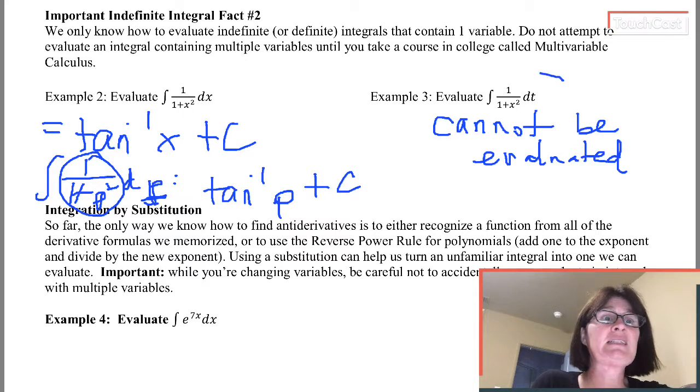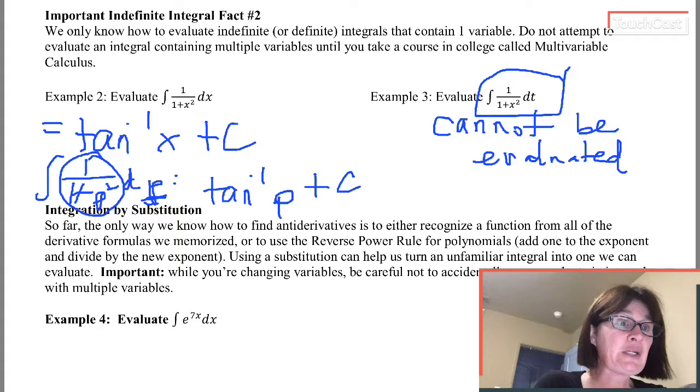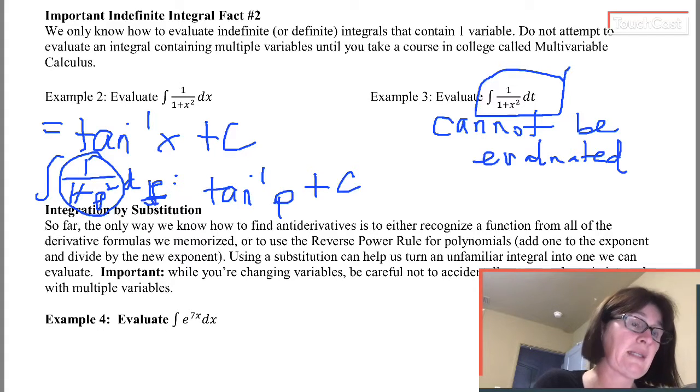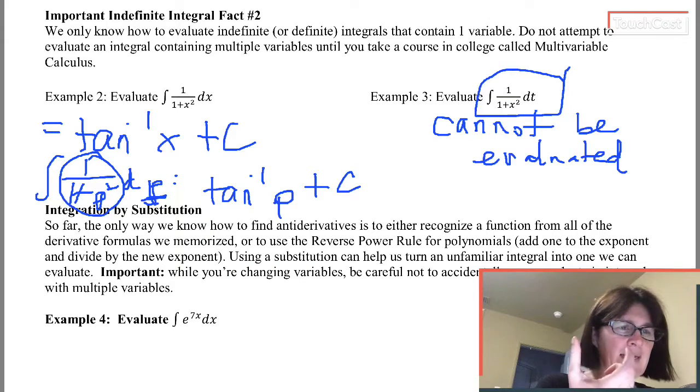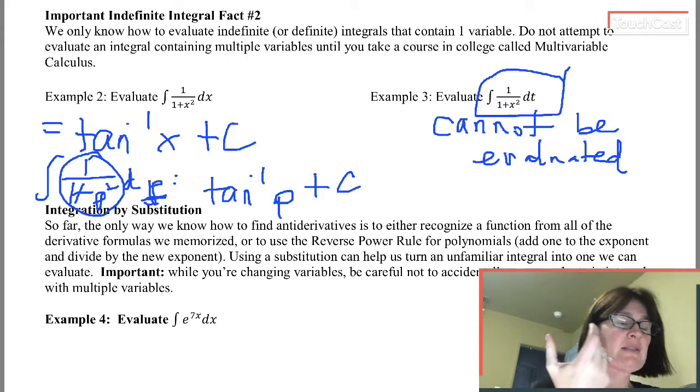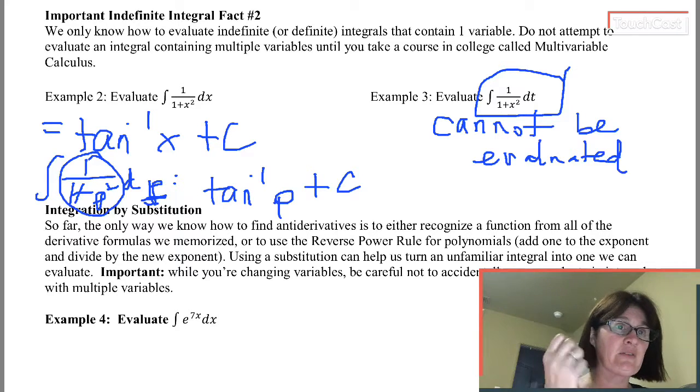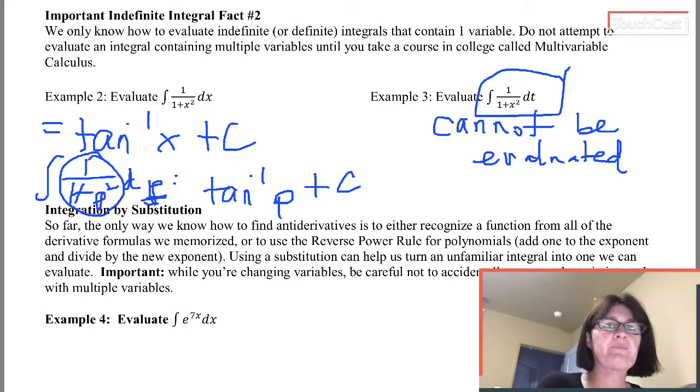So it's not that you would ever see this on the AP test, but you might see it in your work in this section of the chapter. And if you looked at that and tried to actually find an antiderivative, I'd want you to stop and notice and say, oh no, I can't actually find an antiderivative because there are two variables there.